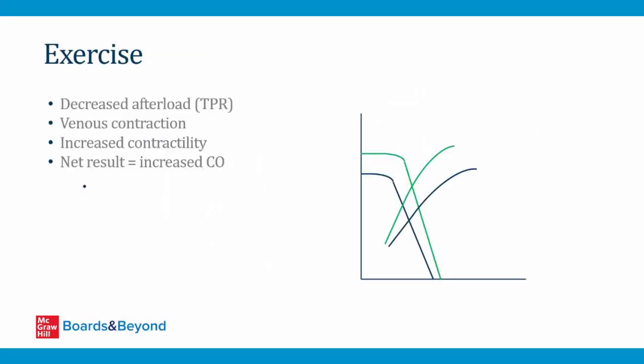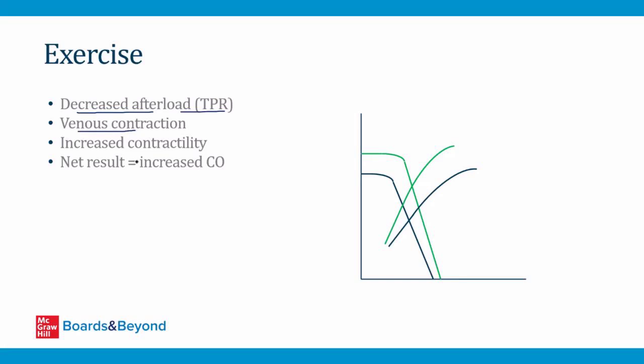Shown on this slide are the changes that occur to the curves when a person exercises. So exercise moves you from the black curve shown here to the green curves. So some of the physiology changes associated with exercise include decreased afterload or TPR. There's vasodilation of tissue beds in exercising muscles, and that lowers the TPR. There's also venous contraction because the sympathetic nervous system gets activated by the lower TPR and it constricts veins.